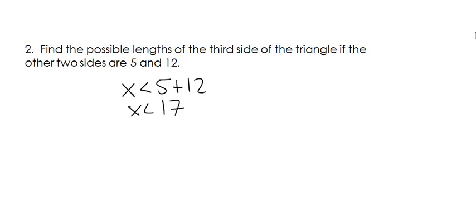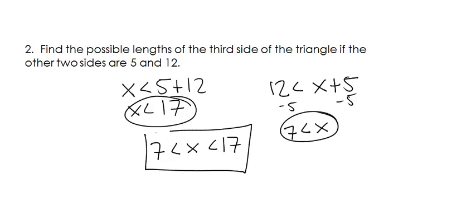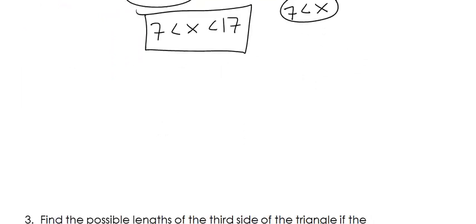However, x might not be the biggest side. It's possible that x is the smallest side. In that case, the biggest side would have to be 12, and 12 would have to be less than whatever x plus 5 is. If I simplify this inequality, subtract 5 on both sides, that means 7 is less than x. So based on these two bits of information, x is greater than 7 and x is less than 17, I can write that as a single inequality, that x could be any number between 7 and 17 in order for this to make a triangle. Head down to the next part.